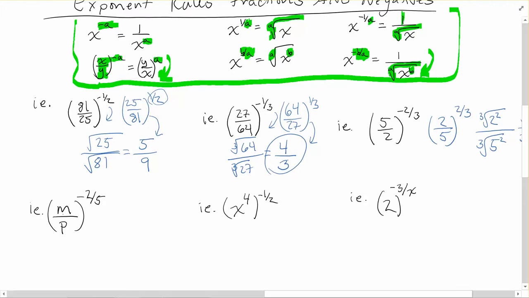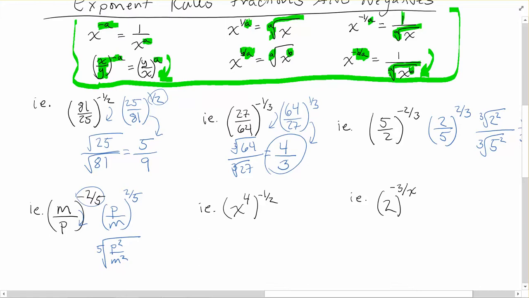Alright, next example. The fraction m over p to the power of negative 2/5. Again, I see that's a negative, so I'm going to flip over this fraction, but it's not the power fraction that flips, it's just the base here. That becomes p over m, and I'm now with a positive instead of a negative fraction, 2 over 5. And that's probably okay to leave it like that if you just wanted to get rid of the negative power. But if you wanted to know what that looks like as a root as well, that would be the 5th root, because the 5 is on the bottom, of p squared over m squared is another way you could write that problem.